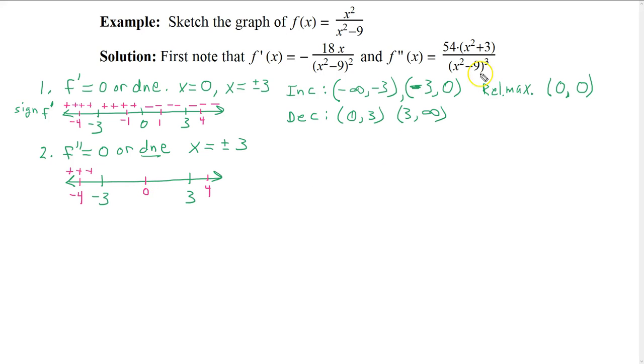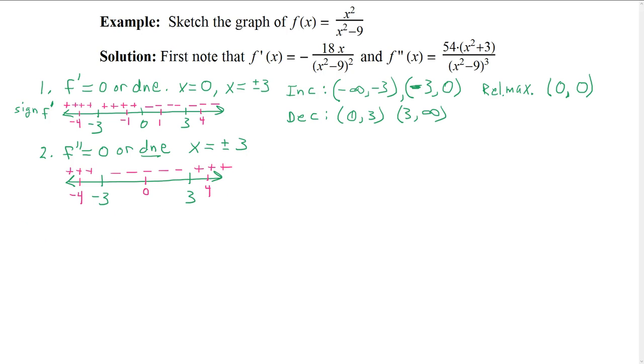If we put 0 into x, the top will be a positive number. The bottom will be negative. We will get 0 minus 9, that's negative 9 cubed. A negative number cubed is negative. So our function is concave down from negative 3 to 3. And then if we put positive 4 in here for x, we will get positive divided by positive. 16 minus 9 is positive. So concave up.